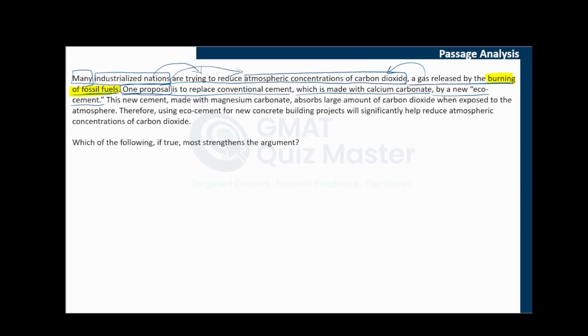What does it say? It says that we have this conventional cement, replace it with this new eco cement, as a result of which we should be able to reduce the atmospheric concentration of carbon dioxide. That is what the proposal says. Now, how this will happen, we do not know. What we know is that this conventional cement is made with calcium carbonate. But the reasoning is still not clear. What if it is made with calcium carbonate? Why the switch will help reduce the atmospheric concentration of CO2.